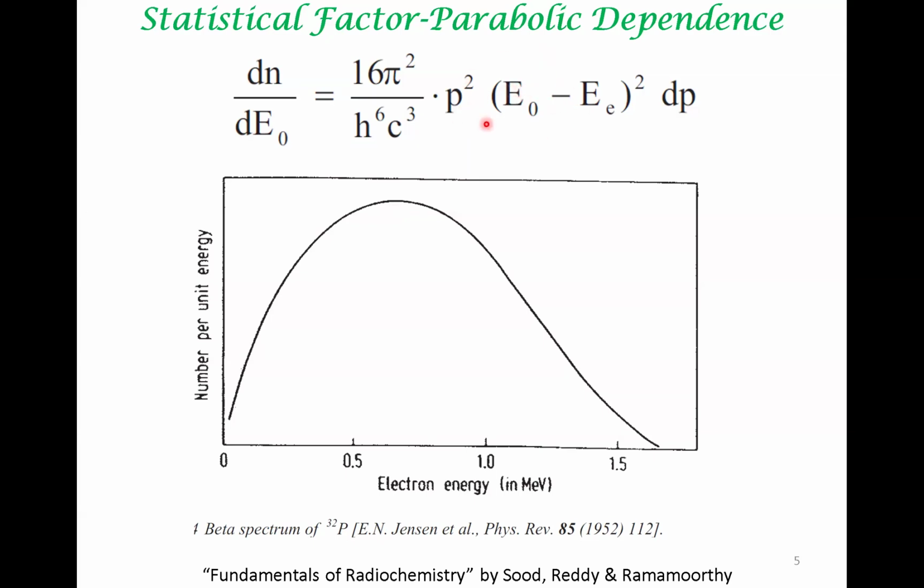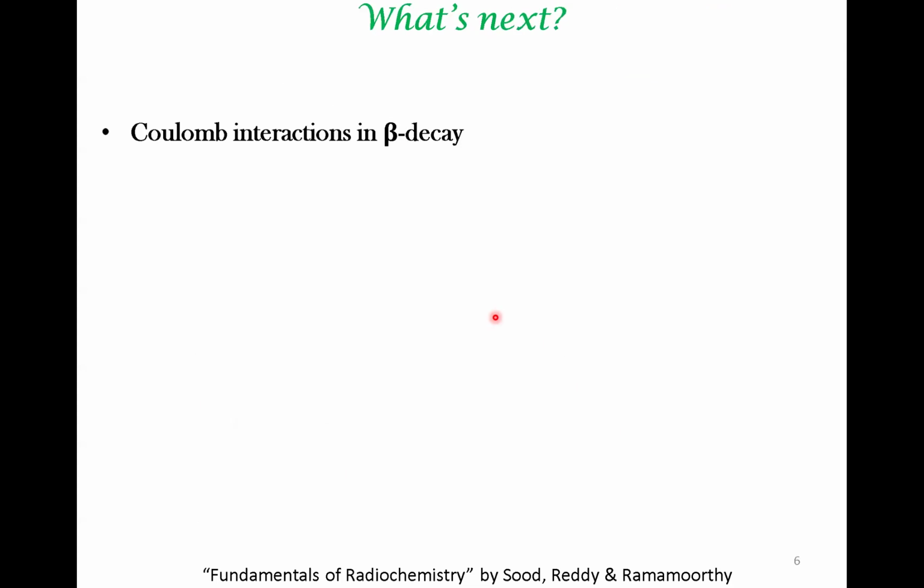So this expression is suggestive of two important features. One is that there's a continuous spectrum, and the other important feature is this parabolic kind of relationship when we plot the number of beta particles per unit energy against the energy. We have not done justice to the derivation, but what you have to understand is that the central result of Fermi theory of beta decay is from this expression, and this explains the experimental observation.